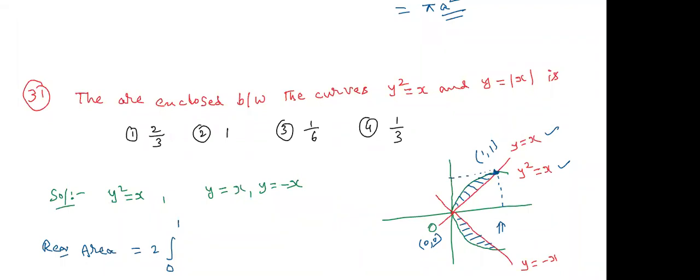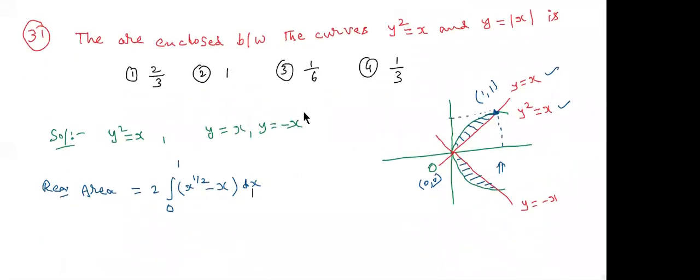The upper curve is y is equal to root x. That means x power 1 by 2. The lower curve is x. Simplify this, you will get the answer easily. What is integration x power 1 by 2? x power 3 by 2 divided by 3 by 2, minus integration x dx, x square by 2.